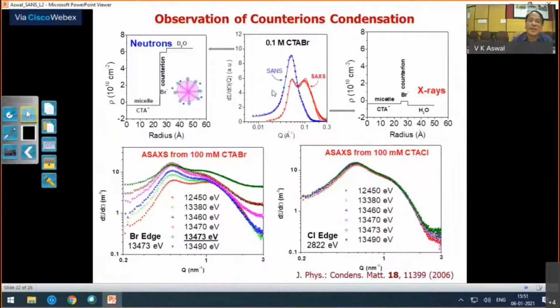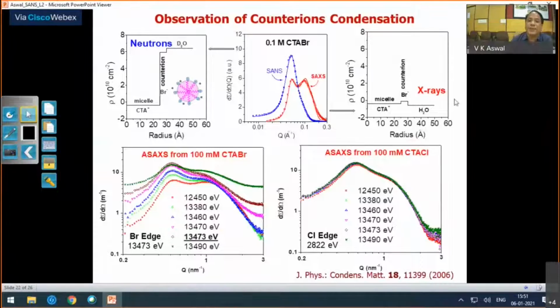And you can see the scattering length density variation. In the case of neutrons, you see mostly the core. In the case of X-rays, you start seeing these counterions, which are not visible in the case of neutrons compared to the core, because there is a very strong contrast.